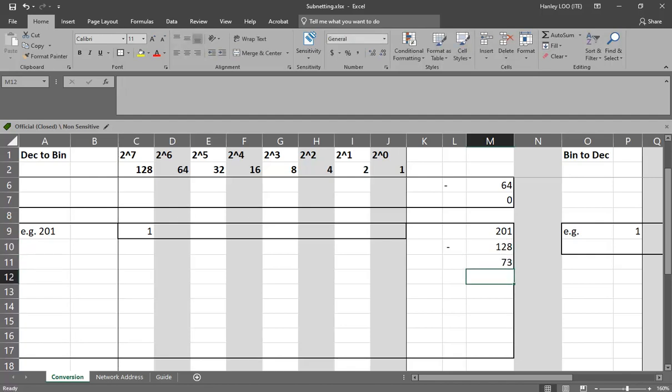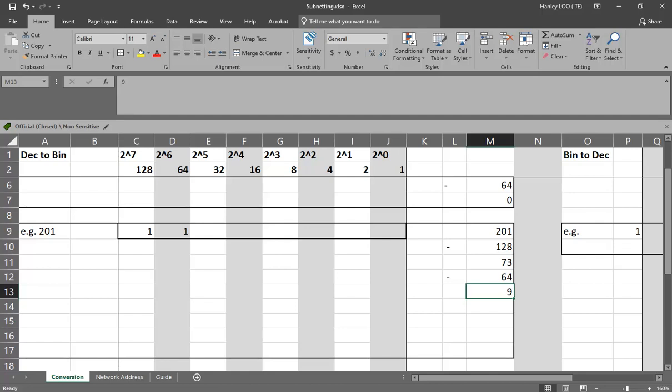So I look at the next value, 64, and I know that I can subtract 64 from 73. So I'm going to put a value 1 in the second placeholder again. And 73 minus 64, I will be getting 9. So a remainder of 9.